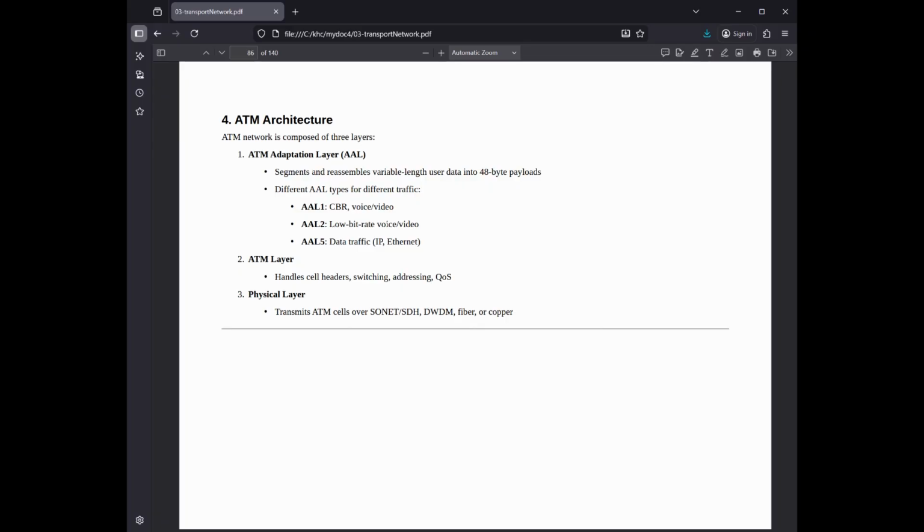2. Virtual connections. Virtual channel, VC. The basic unit of connection. Virtual path, VP. A bundle of virtual channels that are routed together, simplifying network management.